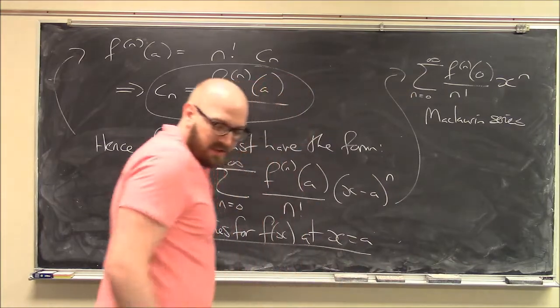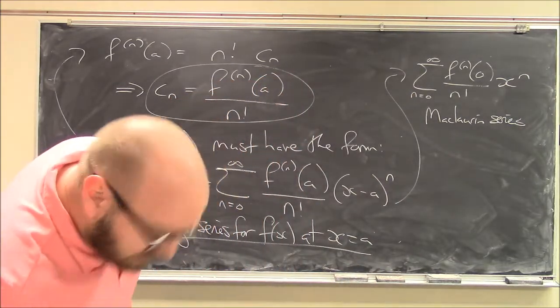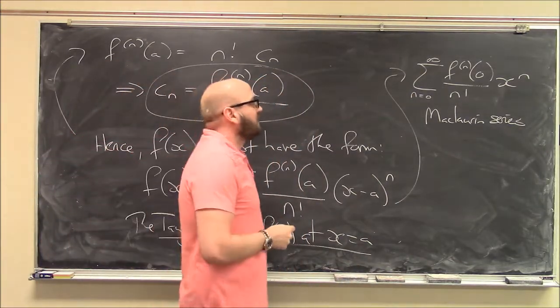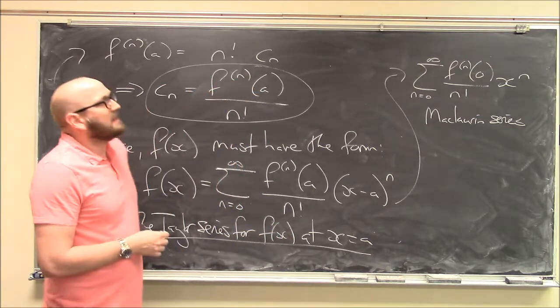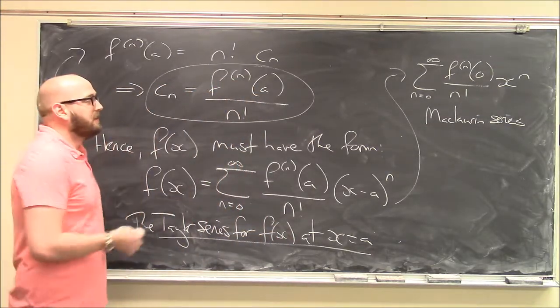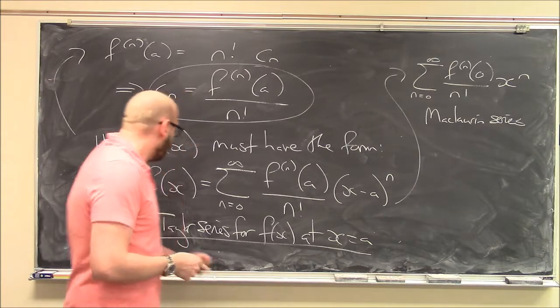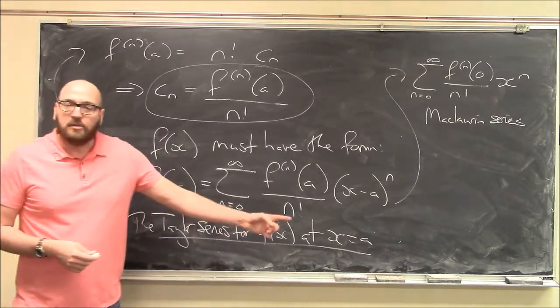Is it an I or an E? I can never remember how to spell it correctly. It is an I. Alright, this is called a Maclaurin series. I don't like calling things Maclaurin series. It's not part of my vocabulary. It's really just a Taylor series at x equals 0.